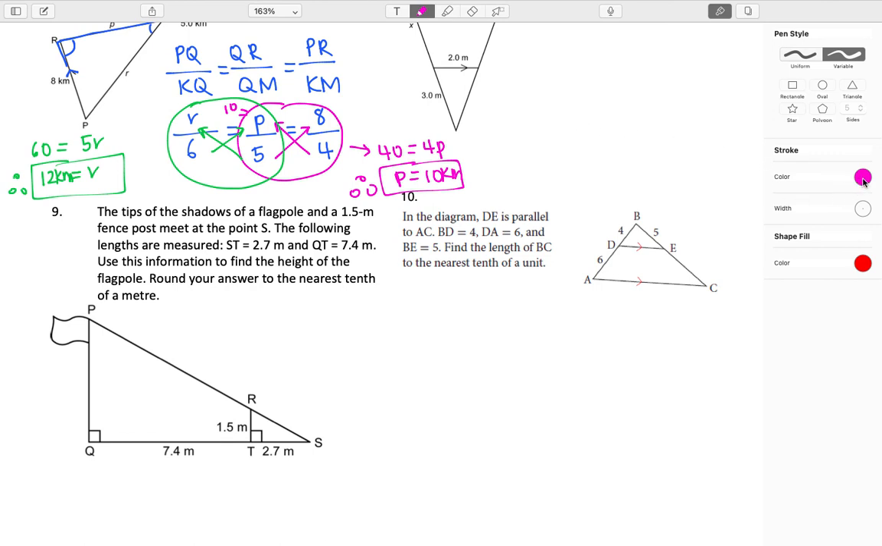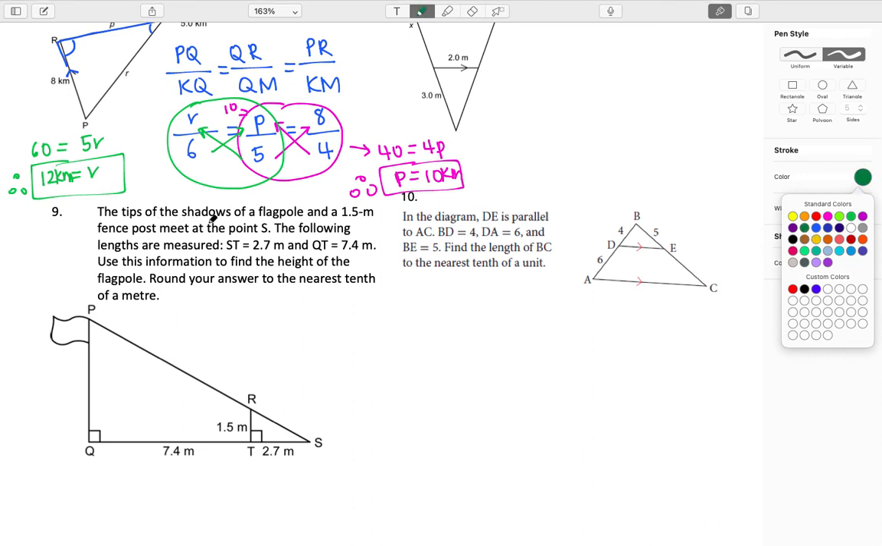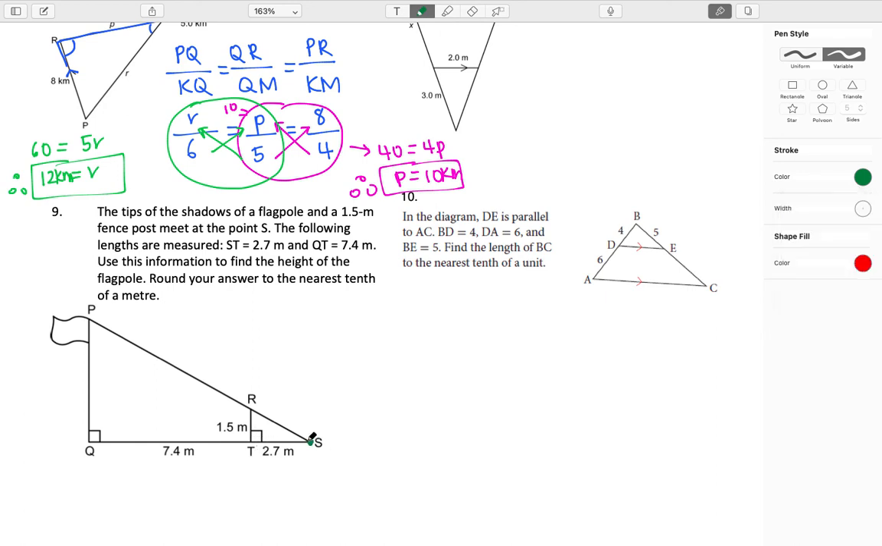Now let's try question number 9. So the tips of the shadow of a flagpole and a 1.5 meter fence, so this is the fence here, meet at the point S. Okay, so we meet over here. The following lengths are measured. So ST is 2.7, QT from here to here is 7.4, and we're going to use this information to find the height of the flagpole. So we're looking for X here, PQ. And then round your answer to the nearest tenth. So we notice that we have two triangles, the big triangle, and we have a small triangle over here.